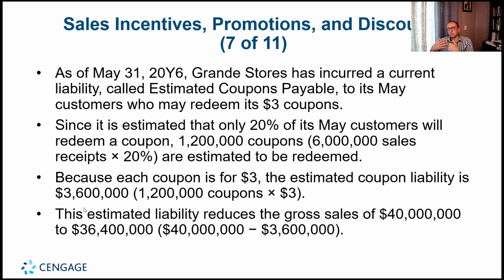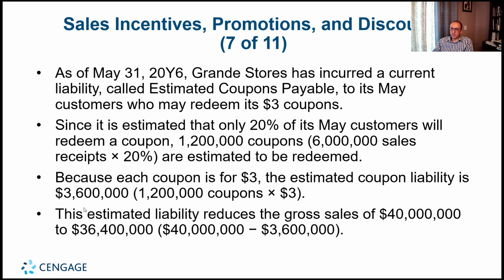And again, accountants don't make these kinds of decisions. Maybe they help management make these kinds of decisions based on previous data, but usually the ultimate decision is with management. In this scenario, we are given the information that 20% of the coupons are expected to be redeemed. So because each coupon is worth $3, the estimated coupon liability would be $3.6 million.